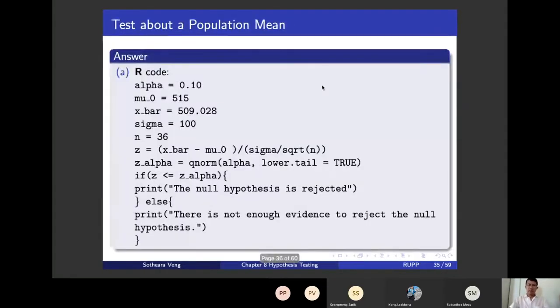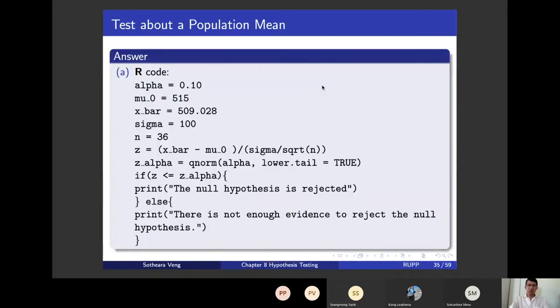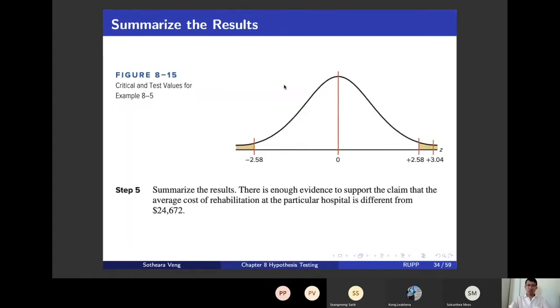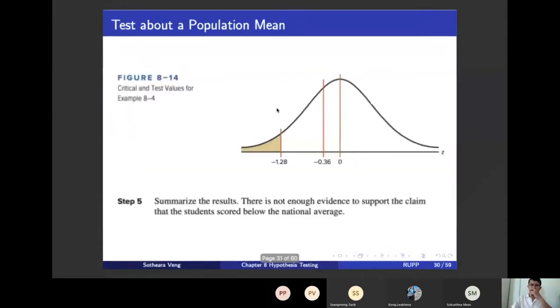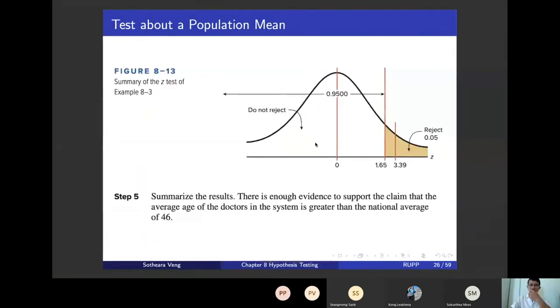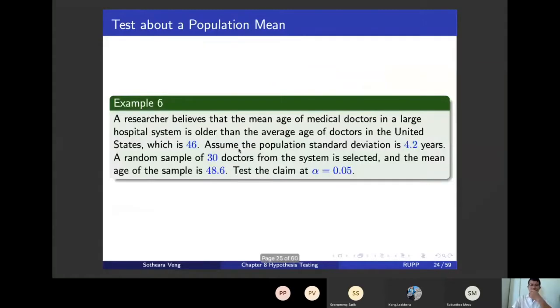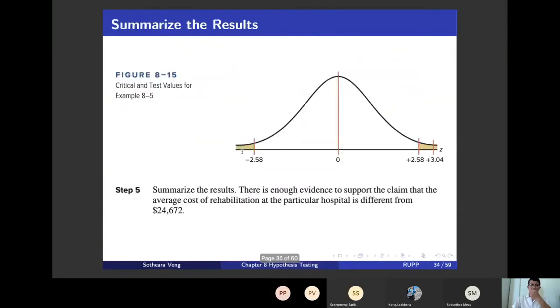Okay, here is the code for the first example, which is this one. I just summarized all the amounts related to this one, and then I can come up with this R code, right?